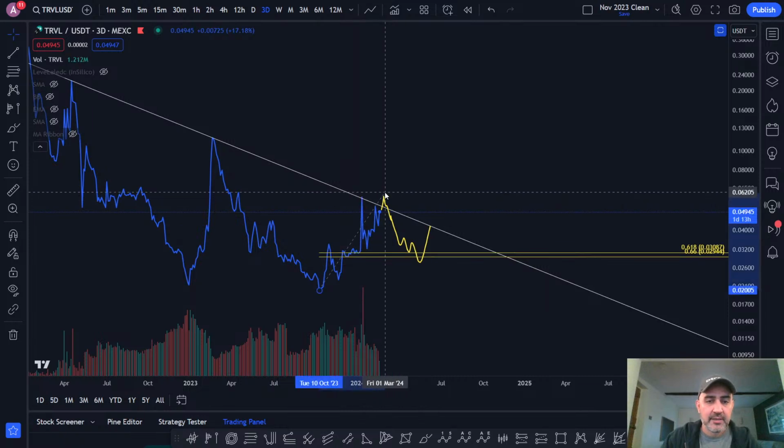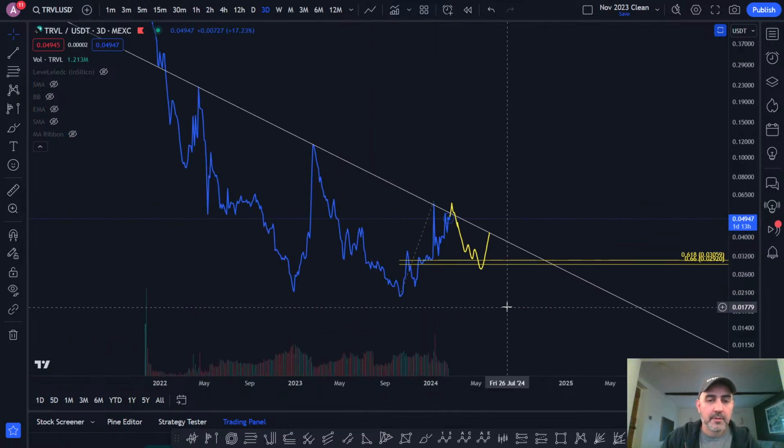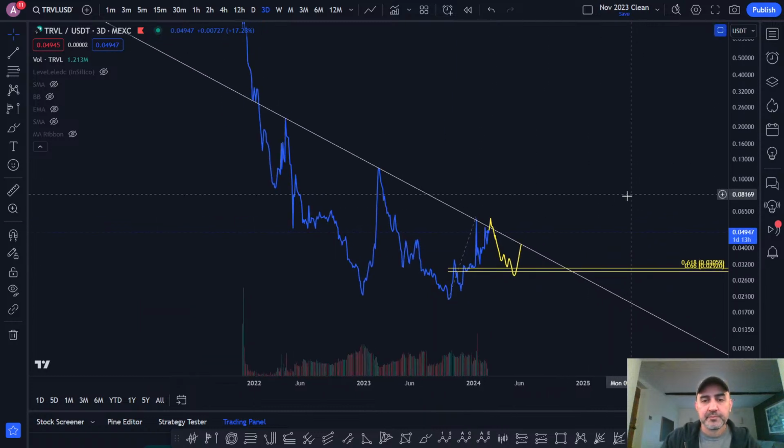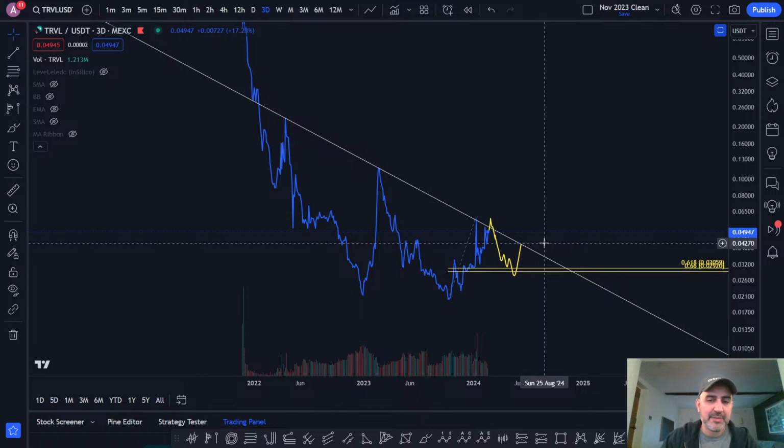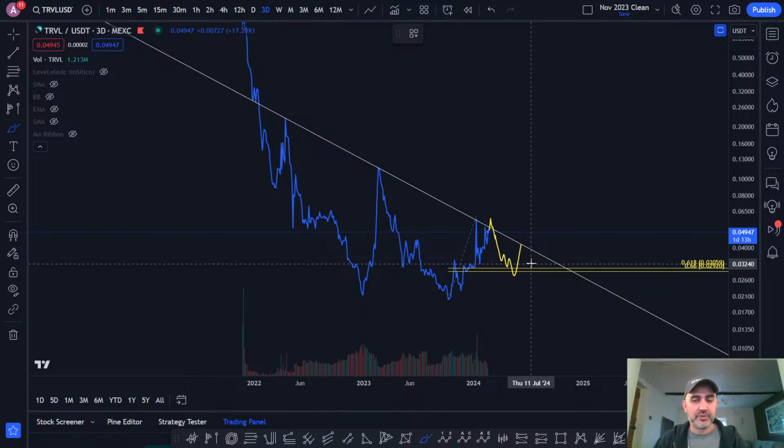Let's just say that's also possible. I think if that was to happen, it'll be a lot easier to break, just simply because you're then trying to break it at a lower price after coming down to pick up a lot of liquidity, which is lying lower down, which has been untapped.